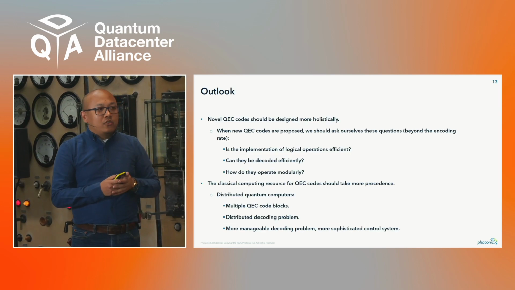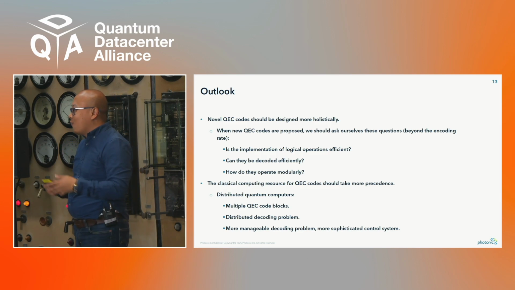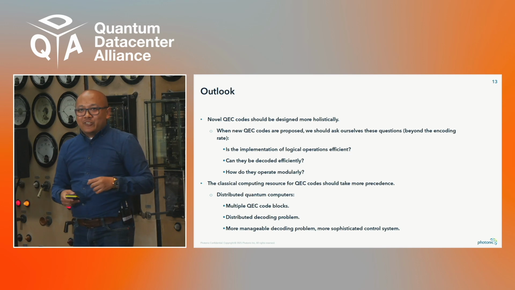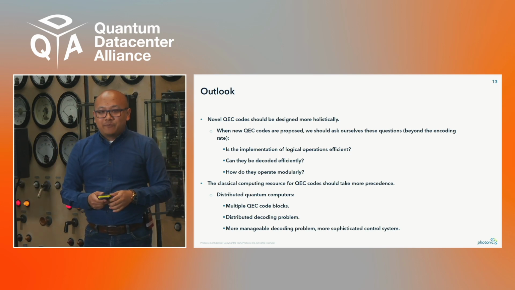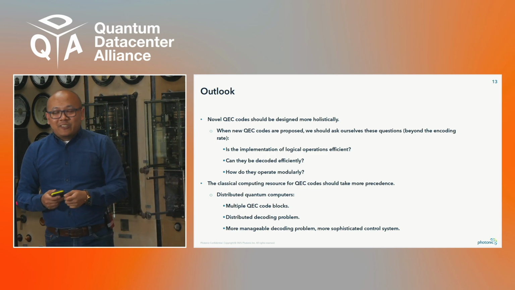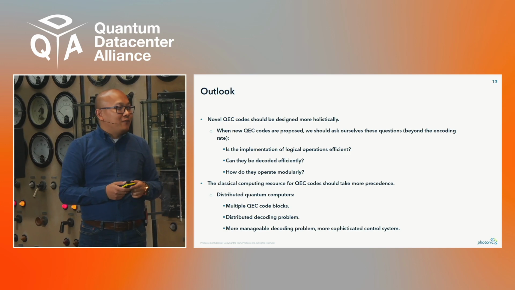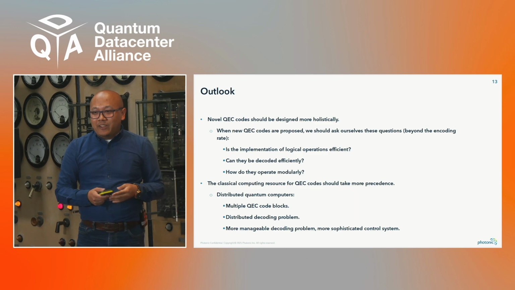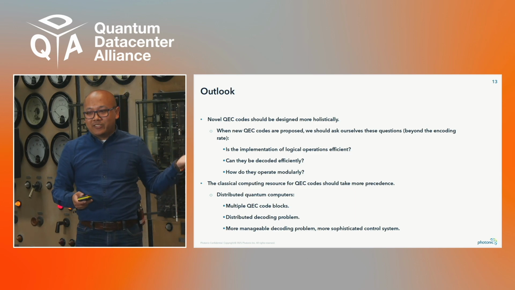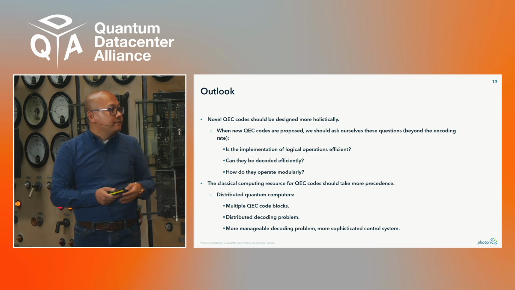Now, just to conclude everything, when you see a new quantum error correction code being proposed, feel free to ask these questions. Is the implementation of logical operations in your code efficient? Can they be decoded efficiently? How do they operate modularly? Because these questions are ultimately the ones that are more important beyond your encoding rate.